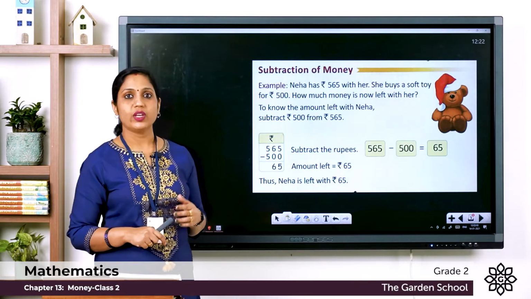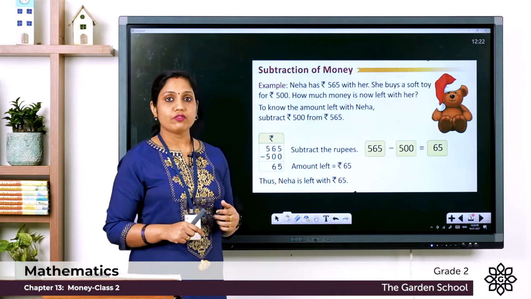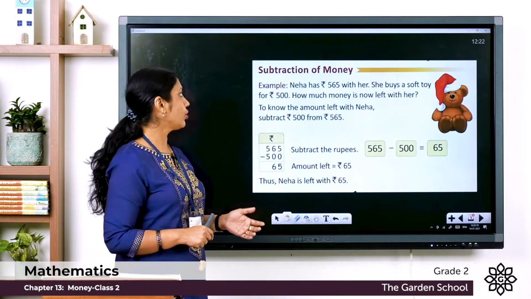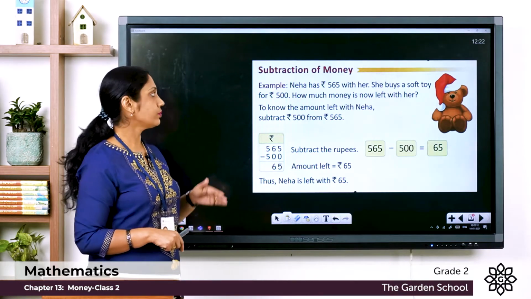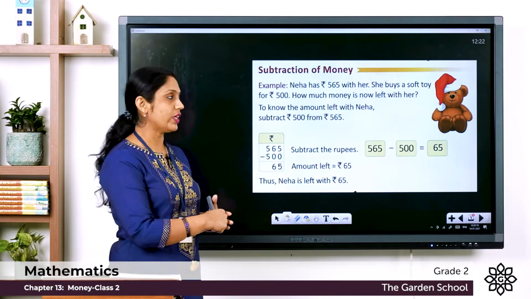In your textbook, we can see an example. So, let's read that. Neha has rupees 565 with her. She buys a soft toy for rupees 500. How much money is now left with her? So what is the question?